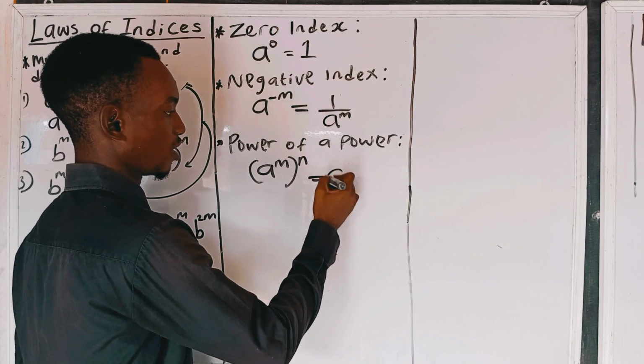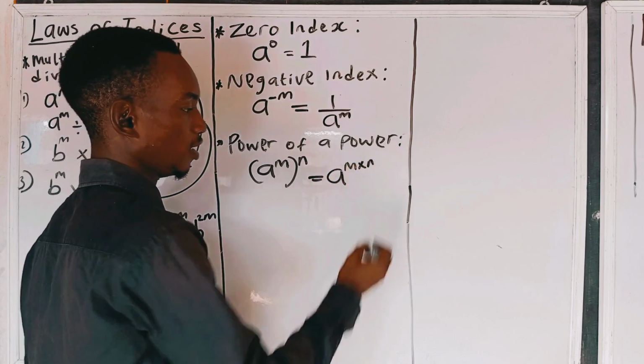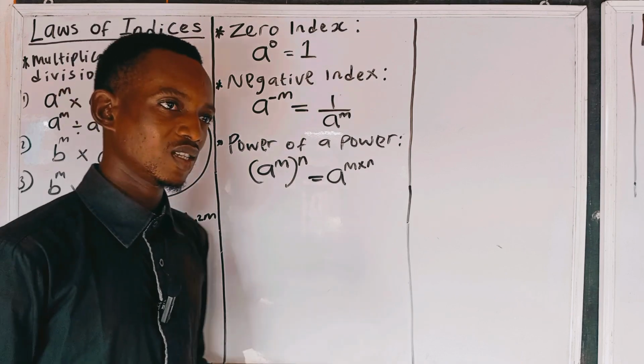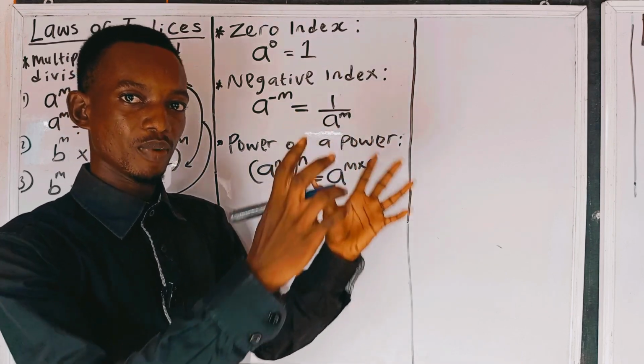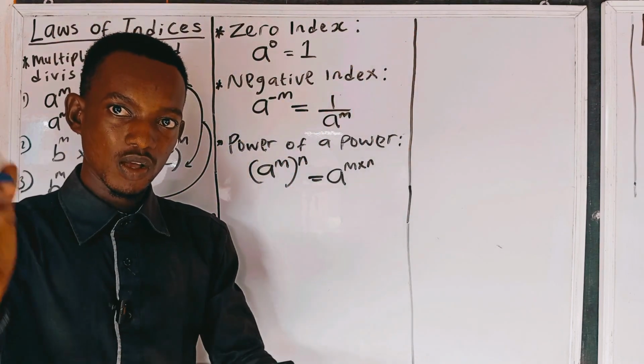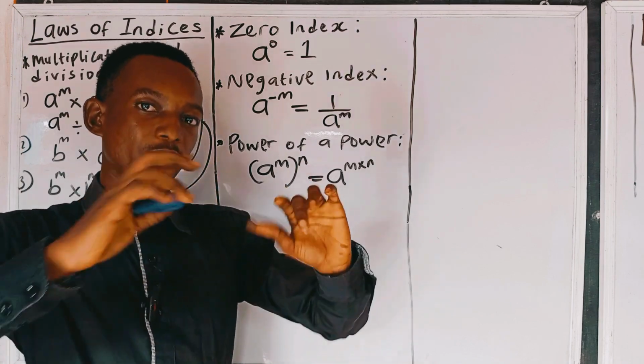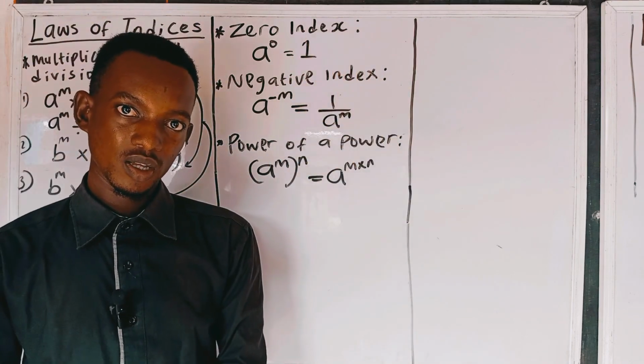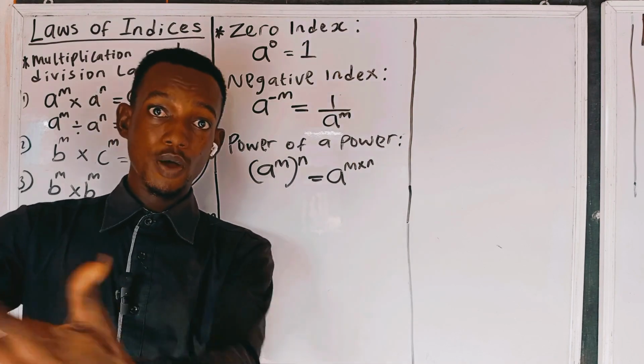What this law tells us is that we are going to multiply the two powers. For example, we have a number raised to power 5, all raised to power 2. Can you see that the number has a power, then it's having another power? That's the power of a power.